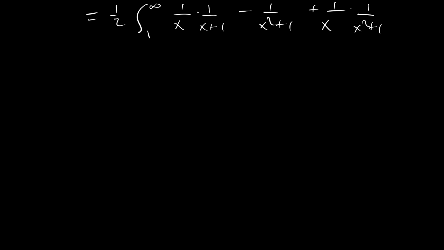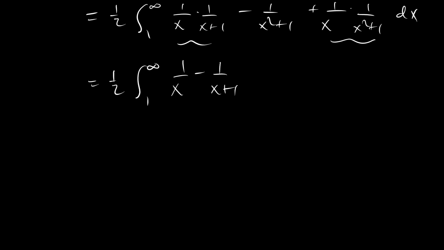We've brought it to this point where we have 1 over x times 1 over x plus 1 minus 1 over x squared plus 1 plus 1 over x times 1 over x squared plus 1. We can re-express this into further partial fractions. So we have 1 to infinity. This is the same as 1 over x minus 1 over x plus 1. This is an easier partial fraction. It's very easy to really figure out that. And for 1 over x times x squared plus 1, we have 1 over x minus x over x squared plus 1.